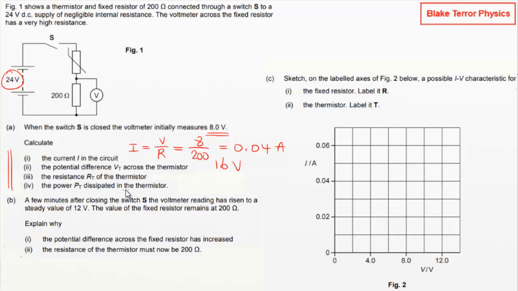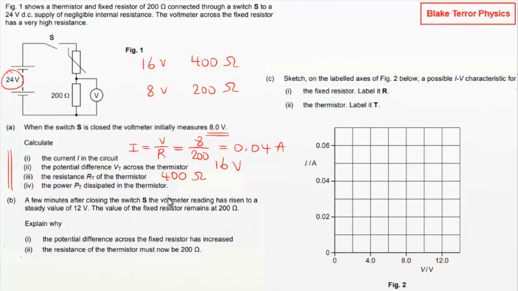What is the resistance of the thermistor? Well, the PDs get split in proportion to the resistances. So if our voltages are split 2 to 1, our resistances must be split 2 to 1. So we must have 400 ohms as the resistance of the thermistor.